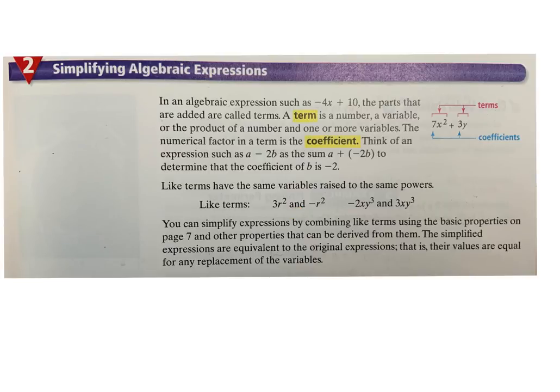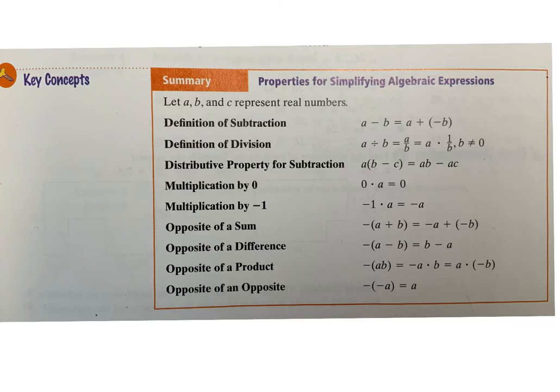And so they've given you 2 examples here. 3r squared, -1r squared. Those are like terms. The coefficients aren't the same. That doesn't matter. What matters is you have an r, and they're both to the second power. 2xy cubed and 3xy cubed. You have coefficients, which is fine. You have an x to the first power and a y to the third power, okay? So variables and exponents must be the same for them to be alike. And if they are, then you can simplify it. All right? So let's look at some properties here before we start doing it.